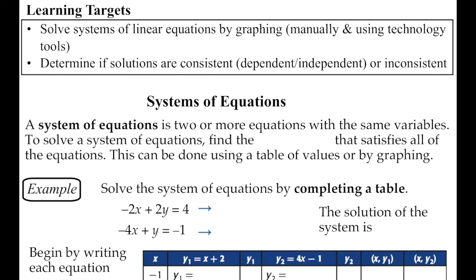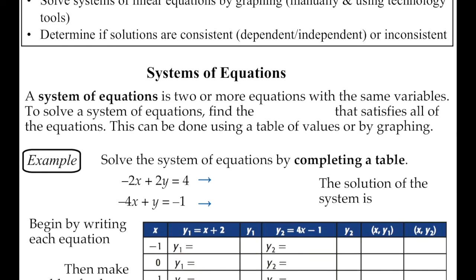Then we're going to learn a little bit of new vocabulary. We will be determining whether our solutions are consistent or inconsistent, and if they are consistent, whether they are dependent or independent. So let's jump in and get started.